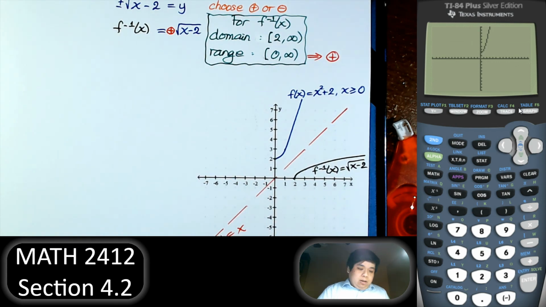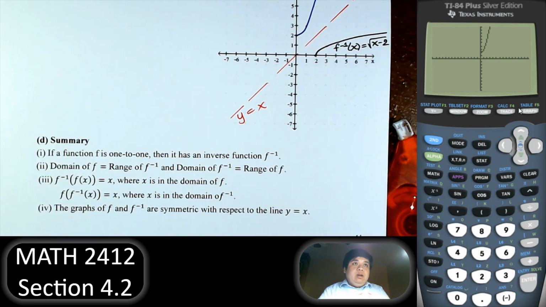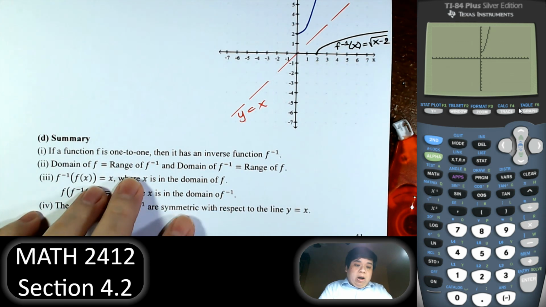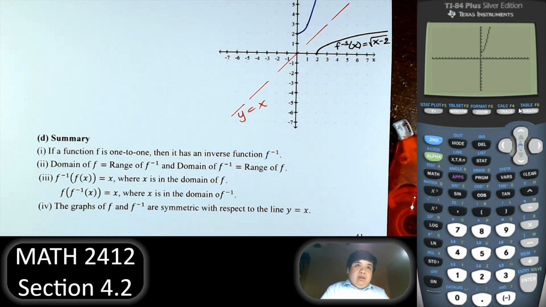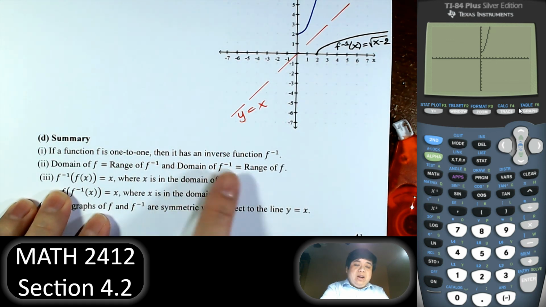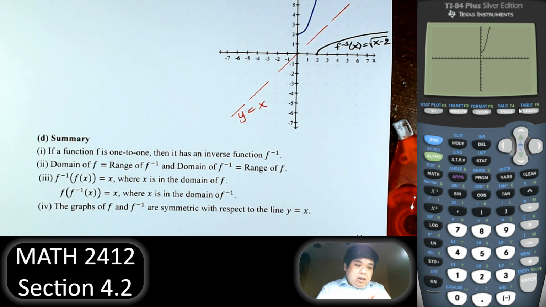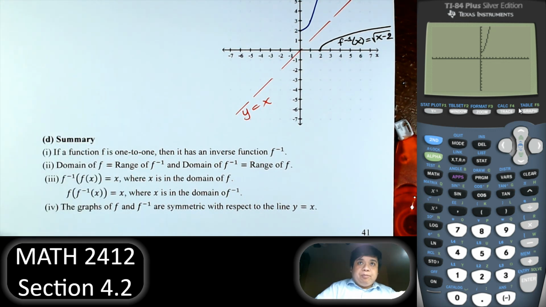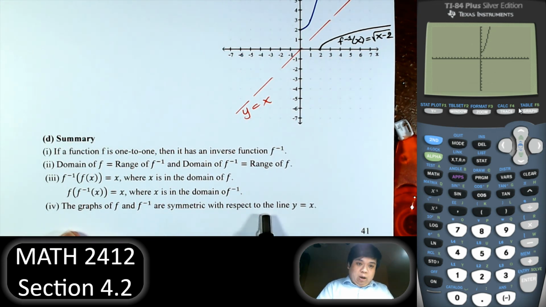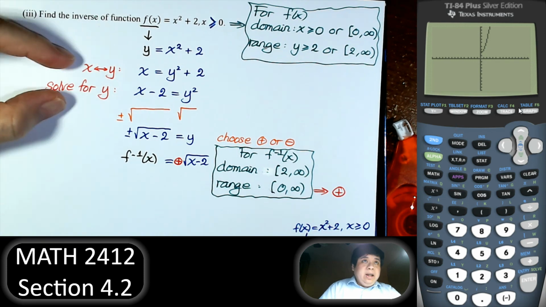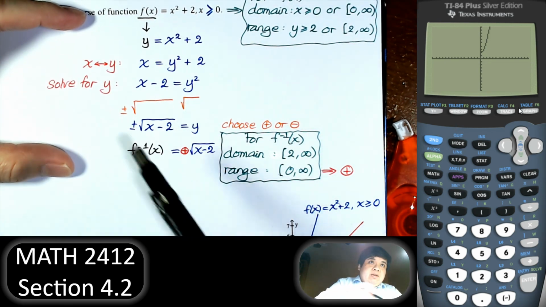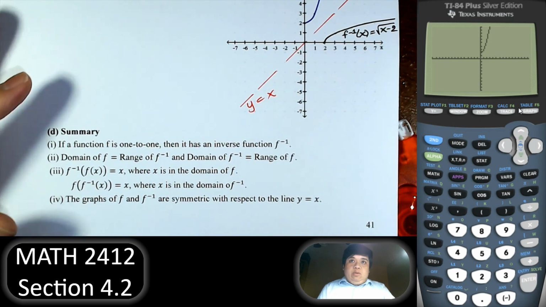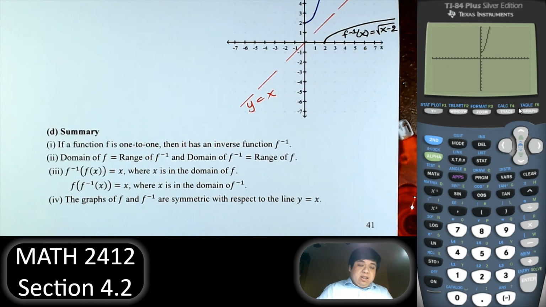Right. And finally, I put all the properties of the one-to-one function here in the summary. The function is one-to-one. Only one-to-one function has inverse. We can interchange the domain and range to get from the function to the inverse. And by definition, the composition of the inverse and the function gives us back x. And finally, the graph of the function and inverse are symmetric on the line y equal to x. And this is how we solve for the inverse. Interchange x and y, and then solve for y. And with that, I end section 4.2 here.